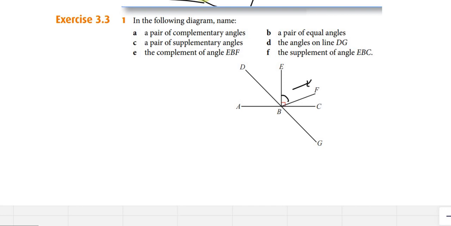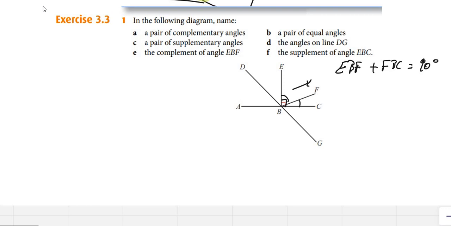This angle, that is ABF, the arm E, vertex B, and the other arm F, EBF. And where is the angle located? In B. And this angle FBC, and those angles add up to 90 degrees. So these are complementary angles.